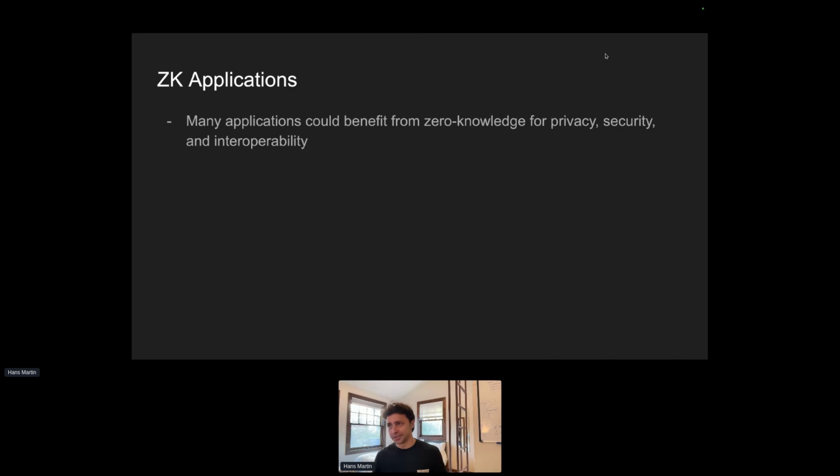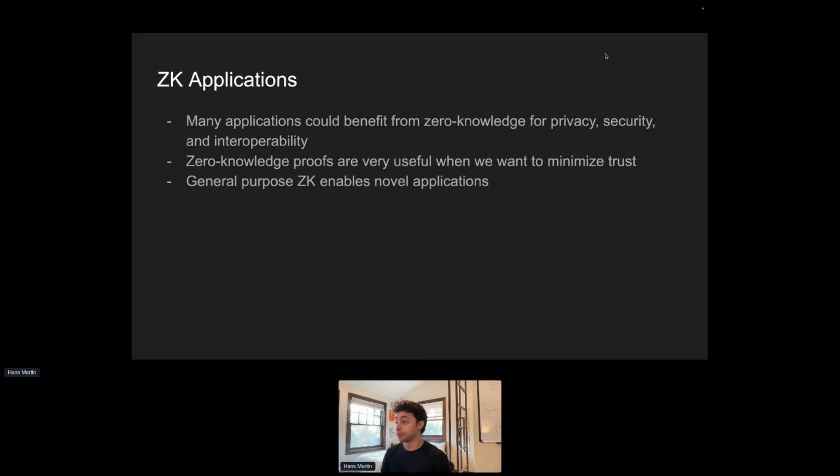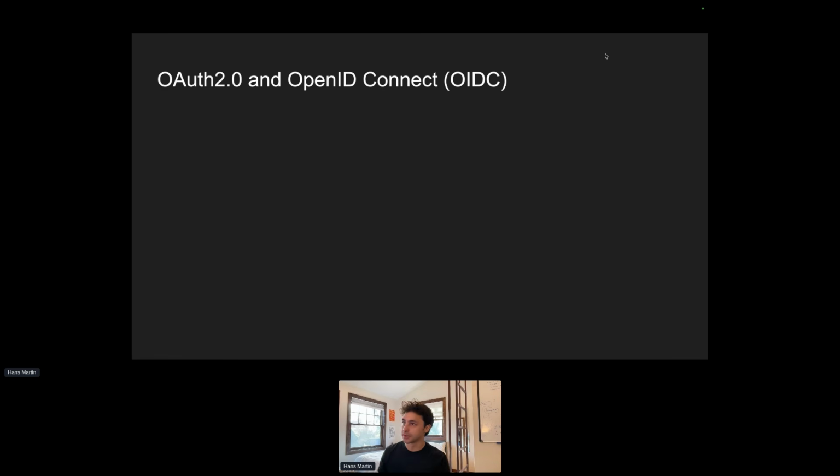Many applications could benefit from zero knowledge for privacy, security, interoperability. We all know that. That's why we're here. Zero knowledge is really useful when you want to minimize trust, right? You have verifiable computation. You can write programs that are verifiable anywhere, so you can run it on a trustless setup. Any machine that's executing these ELF binaries is a trustless machine. You don't have to trust it. And general purpose zero knowledge enables novel application development, and we'll see that in a second. So wait till the end to see a demo, and we'll go through a quick video demo. But I'm going to go over some high-level theory first.